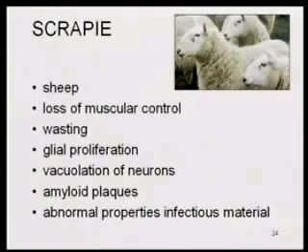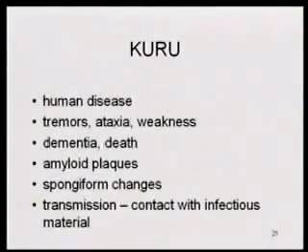I said it's the disease of sheep. You see the same kind of things that you would see with anybody who's losing brain material rapidly: loss of muscular control, a wasting disease, anorexia, and lack of motivation, glial proliferation, vacuolation of neurons, these plaques, and this infectious material which has got this funny property. But scrapie was originally heavily investigated in sheep, not because it wasn't thought to be a human disease, but because it was a serious disease of sheep, and that was where a lot of the original work was done.